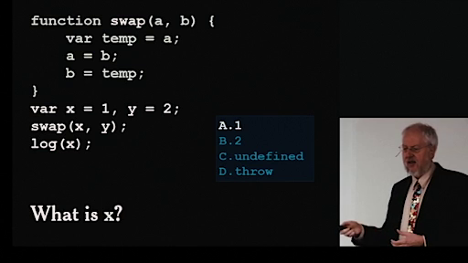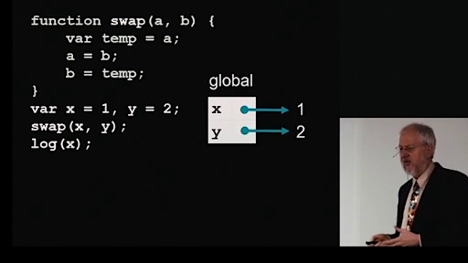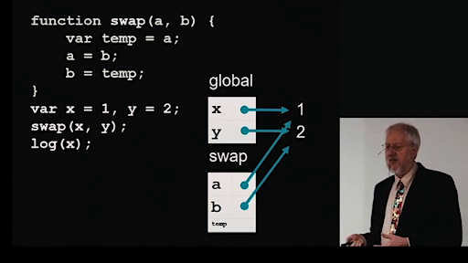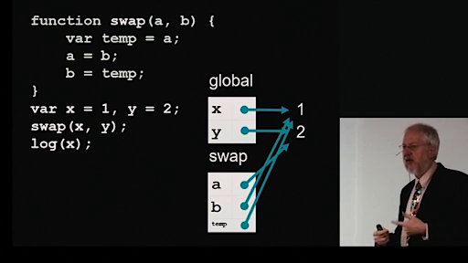So here we've got our two global variables, x and y, that point to 1 and 2. We pass x and y to swap. Then we fiddle them around with swap, but that did not change what x and y are doing.